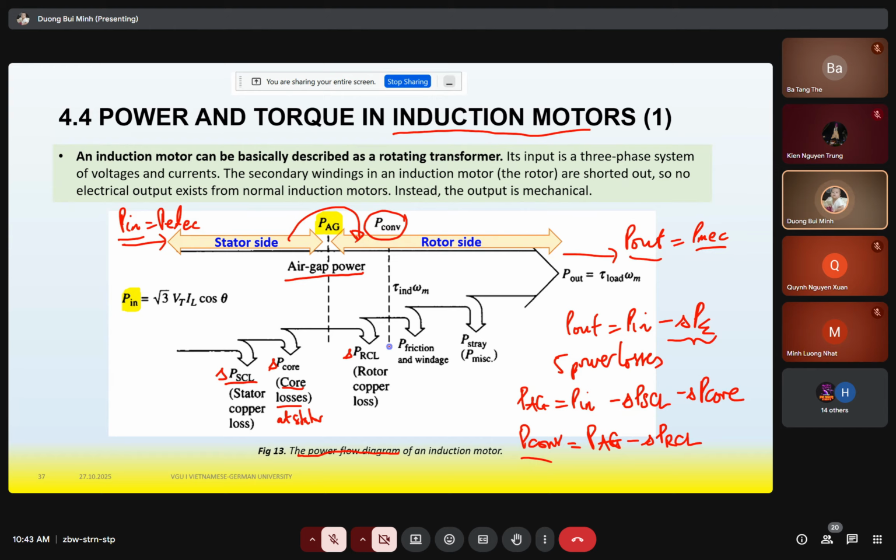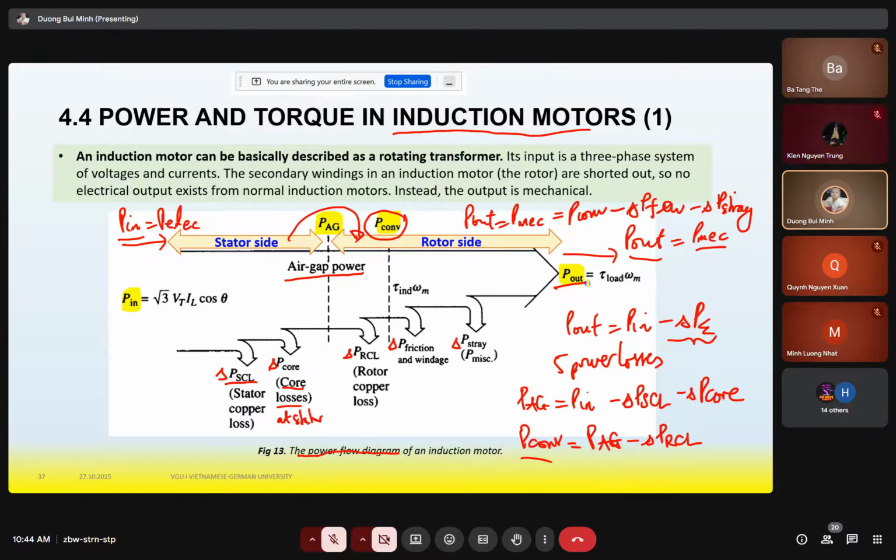Here we have delta P friction and windage, I mean the friction and windage losses. We have delta P stray, and you can get the P out. So P out, the mechanical power, is P convert minus delta P friction and windage, minus delta P stray. Up to now, according to the power flow diagram, you can calculate P AG, P convert and P out.